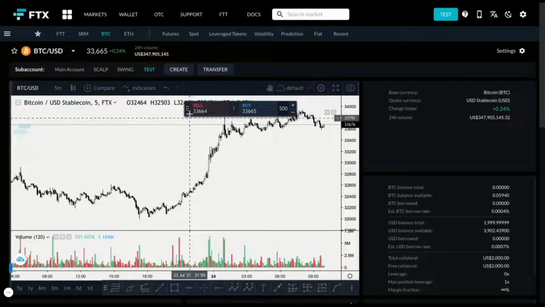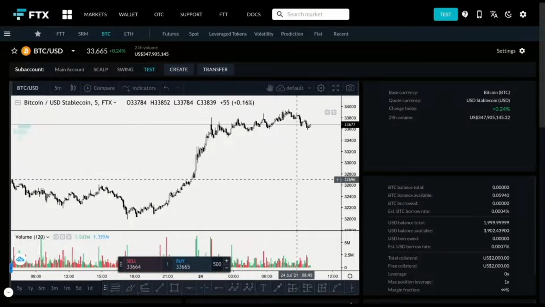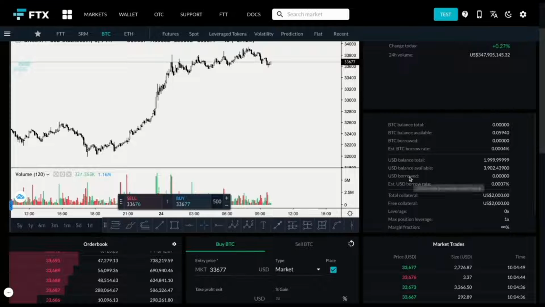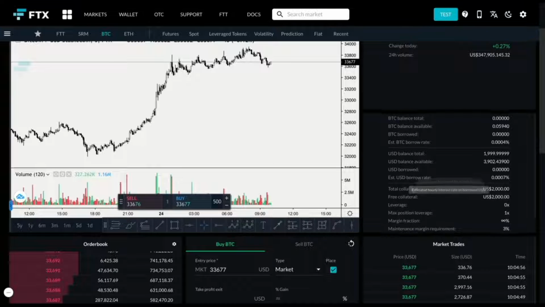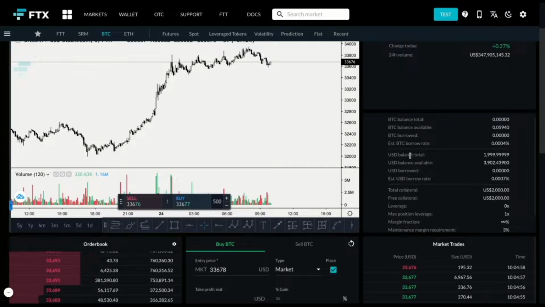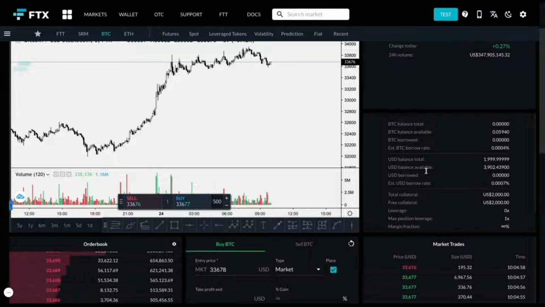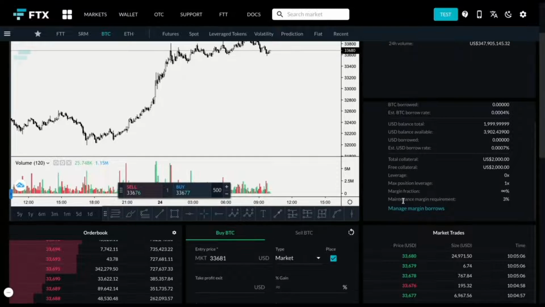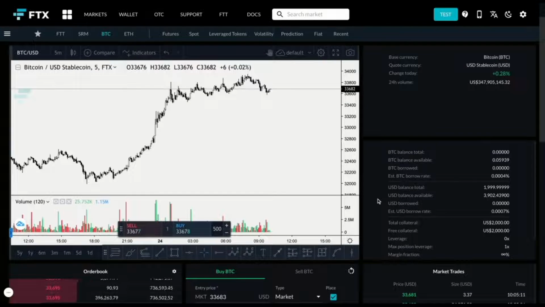All right, so here we're on the Bitcoin spot market. What you see on the right hand side is your account details, your balance and everything. It'll show you how much US dollars you have and how that's broken down, and also your collateral and different things like leverage, position leverage, fraction, margin. You can ignore all of this until we talk about the leverage side of things. I just want to show you how to buy and sell actual Bitcoin, spot Bitcoin itself.